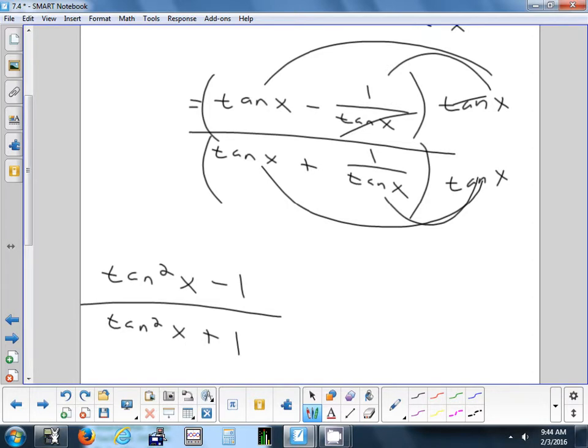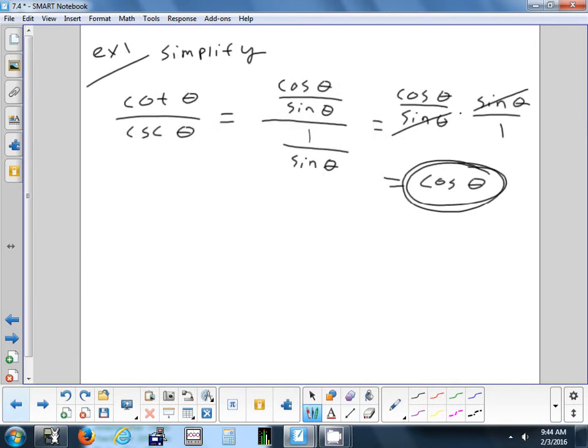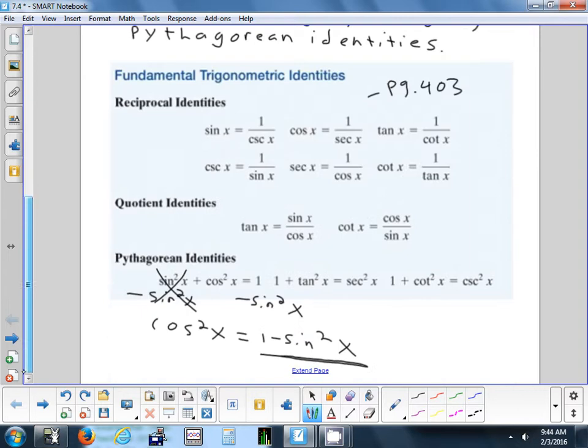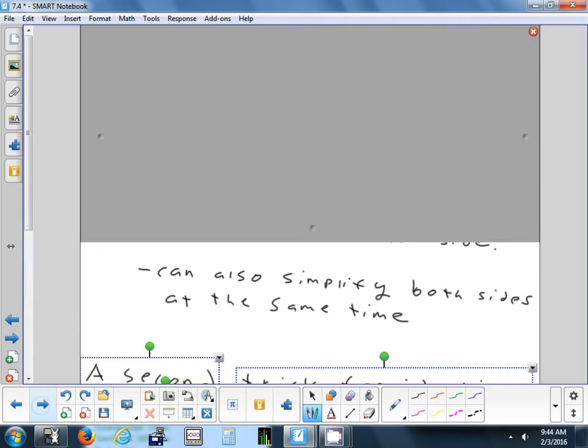So we've got the top the way we want it. The only thing we don't have is the bottom. But look carefully at that. Tangent squared plus 1, that's an identity. Tangent squared plus 1 is secant squared. So that entire bottom turns into secant squared, and you're done.